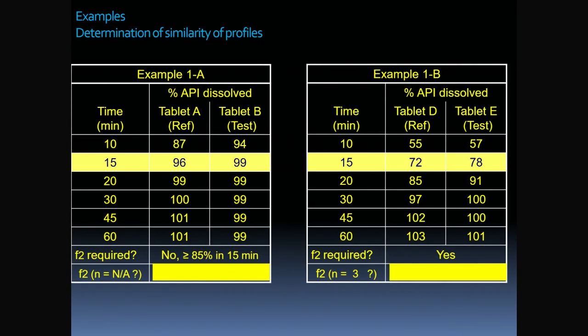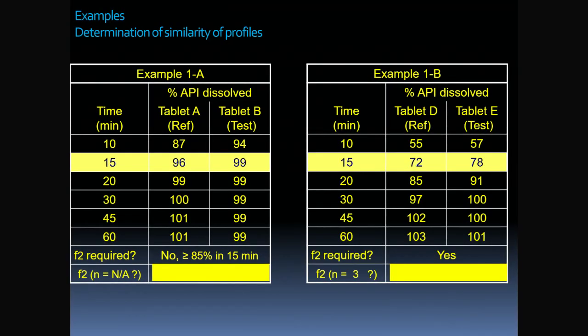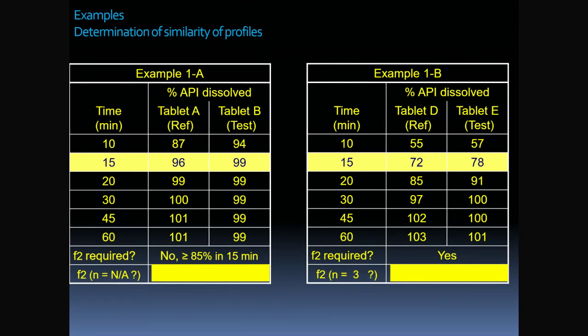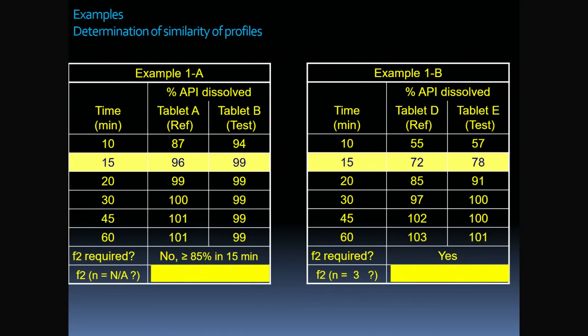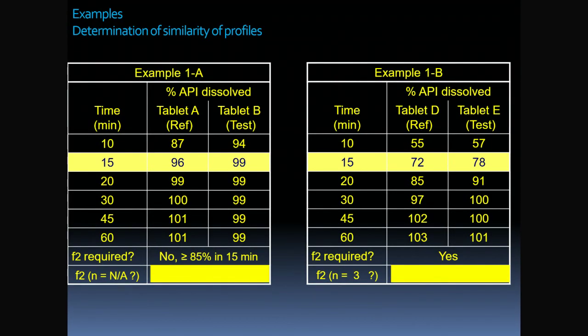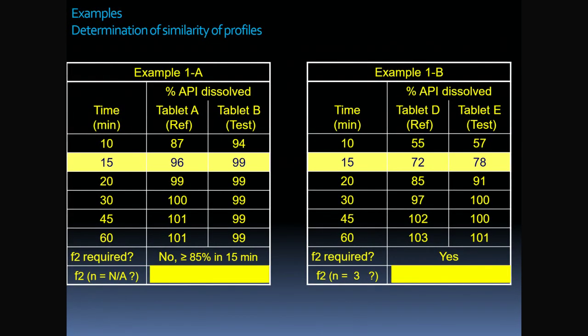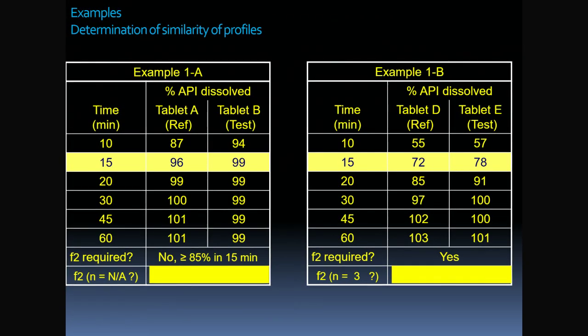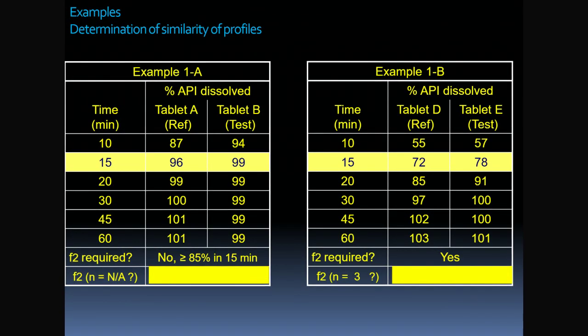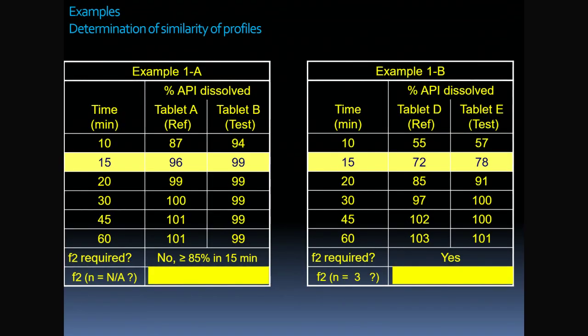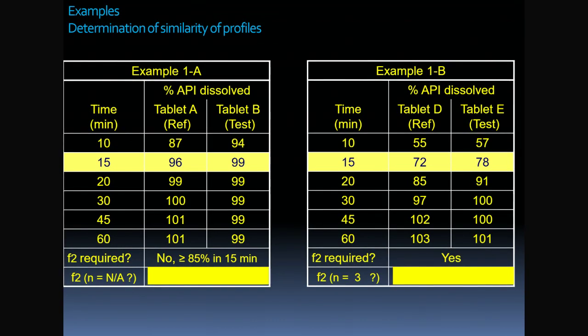We stop our calculation at 20 minutes because once both formulations exceed 85% release, any further data points would artificially inflate the similarity score by focusing on the plateau rather than the active kinetic phase. If you were to include the 60-minute data in example 1b, how would that mathematically mask the real differences in the initial molecular flux between the two tablets?